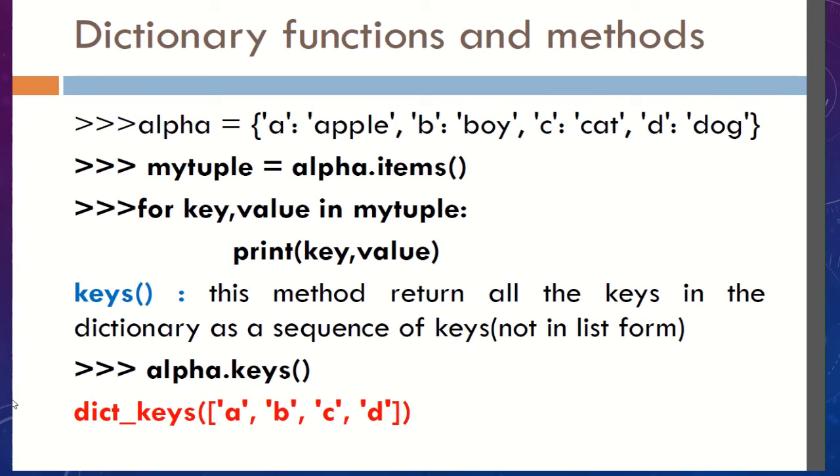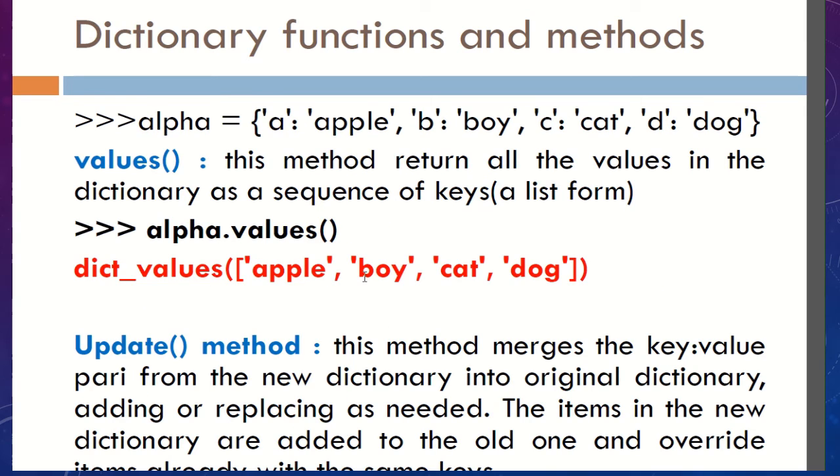How many items are there will be shown. Next, keys. This method returns all the keys in the dictionary as a sequence, like alpha.keys. So it will return only the key values, like a b c d. All the key values will be returned. And if you write values, then it will return all the values, like apple is the value, boy is the value, cat is the value, and c is what? Key. So the key will not be printed.